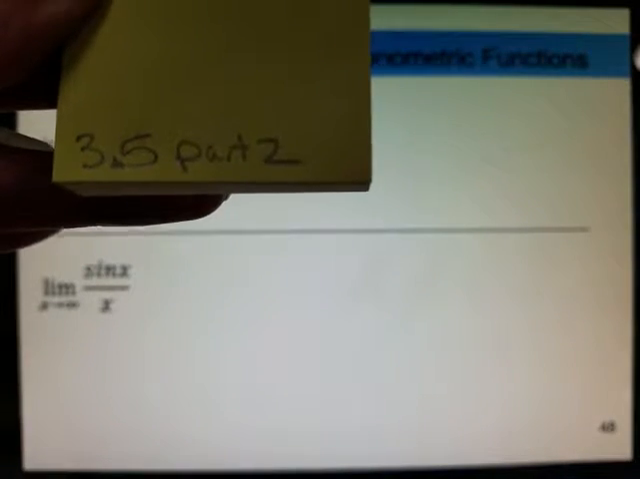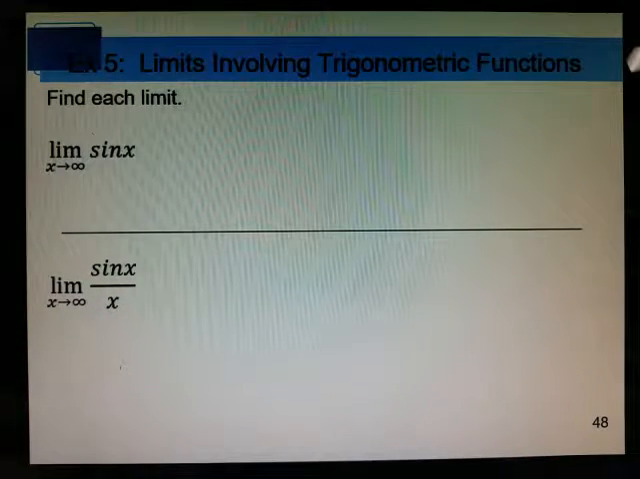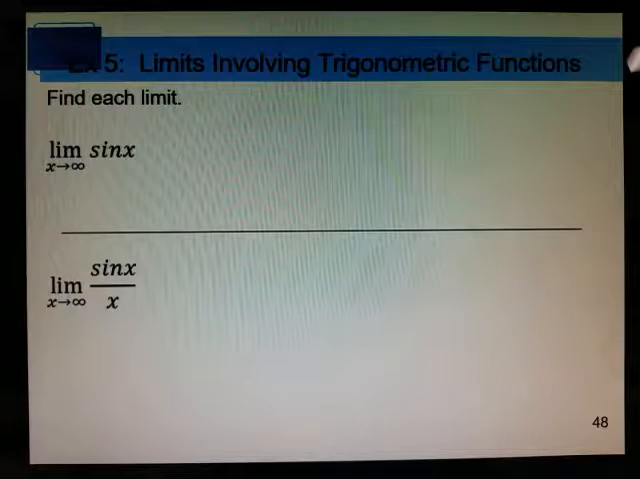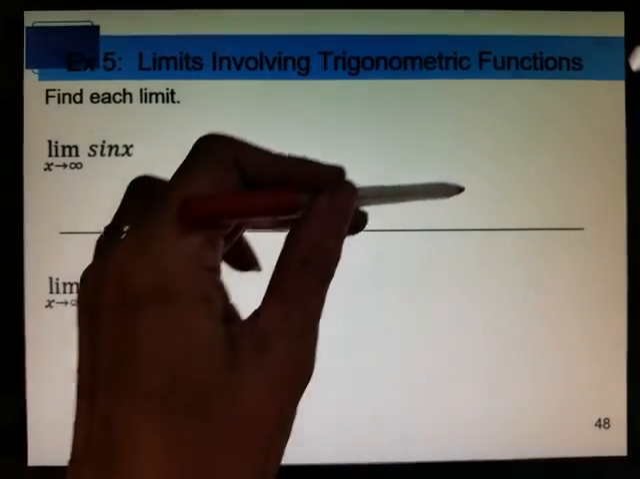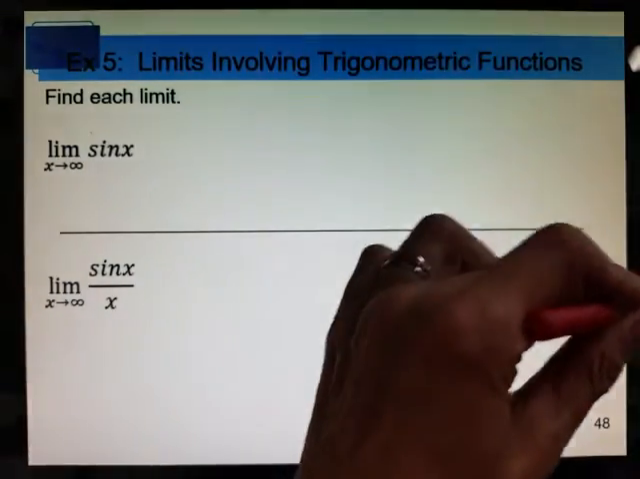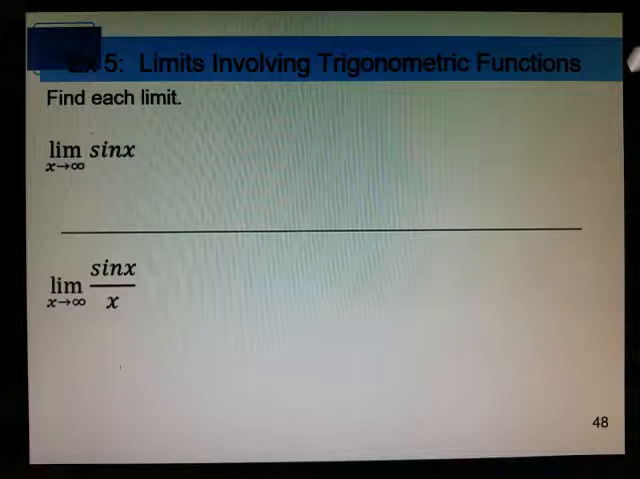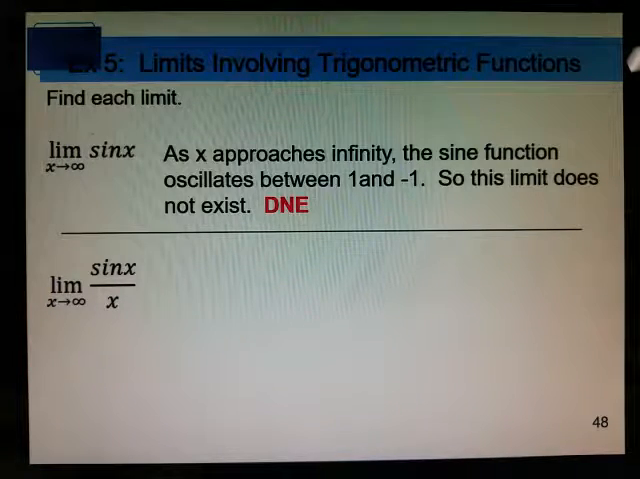All right, 3.5 part 2. This one with the limit as x goes to infinity for the sine of x graph. If y'all think about what the sine of x graph is, remember that's that wavy curve that starts at 0 and does this, down to -1, up to 1, down to -1, up to 1, and it does that forever and ever and ever. Well, then the y value doesn't approach a single number, so therefore this limit would not exist, again, because this graph oscillates between -1 and 1 always.